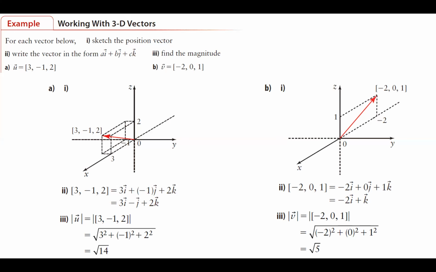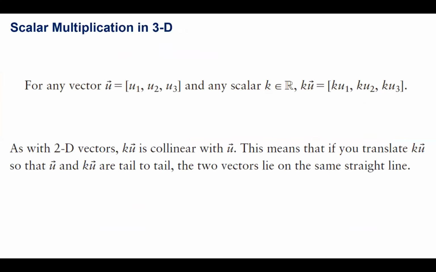Okay, if no questions, let's have a look at another concept, which is called scalar multiplication in 3D. For any vector u, which is u1, u2, u3 as the three components, and any scalar k that belongs to the real number set, ku equals ku1, ku2, ku3. Ku1, ku2, ku3 are the three components for k times vector u.